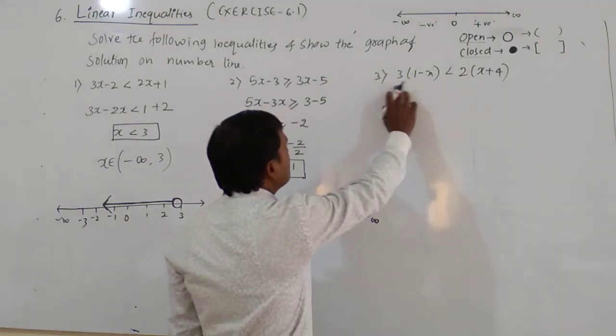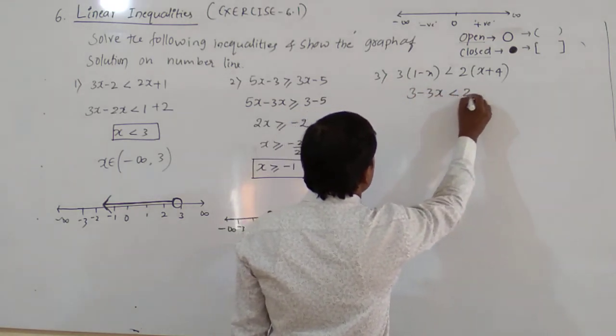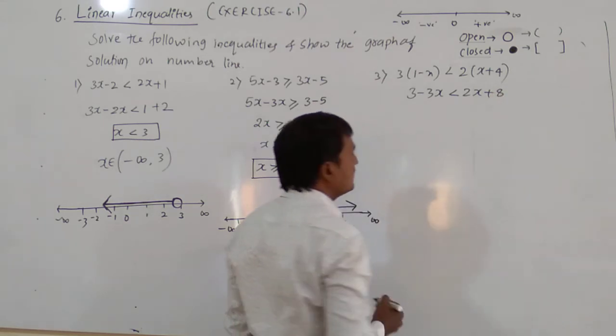So we have one more. So here it is minus 3x less than 2x plus 8.